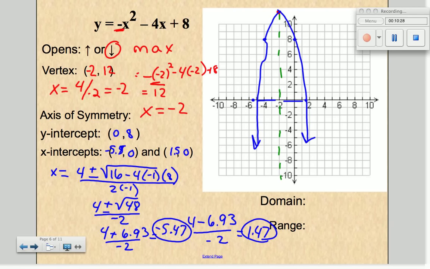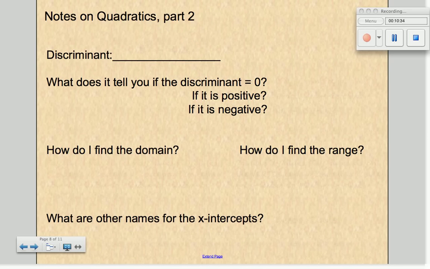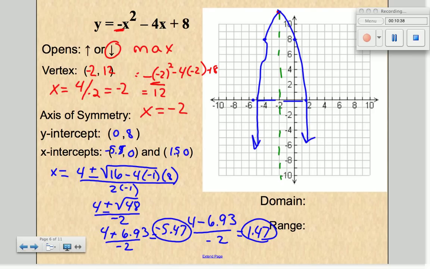I think I am going to stop this at this point as well. So I'm going to stop here, save this recording since it's about 10 minutes long, and then you will need to go on to Quadratics Part 3.